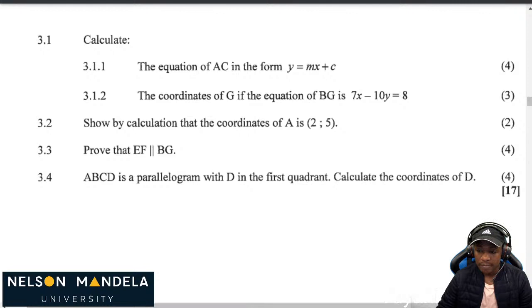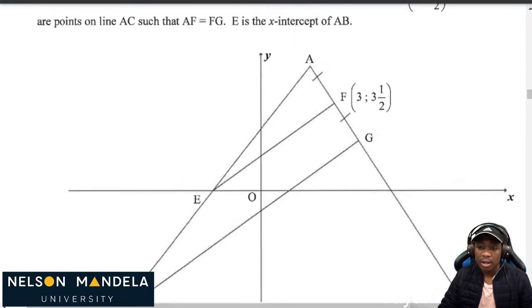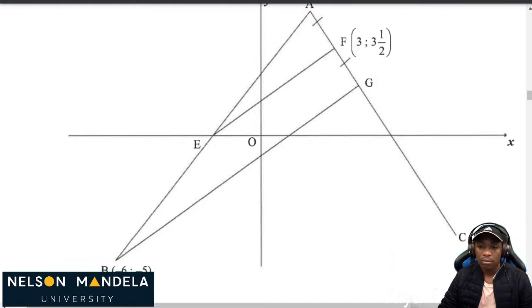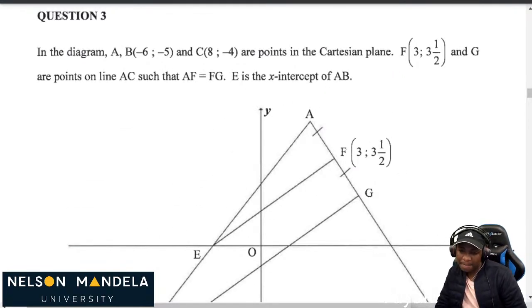3.2. They're saying show by calculating that the coordinates of A are (2, 5). Where is A? Here is A. Okay. How can we show that the coordinates of A are (2, 5)? This one is not hard. Why? We know that AF is equivalent to FG.